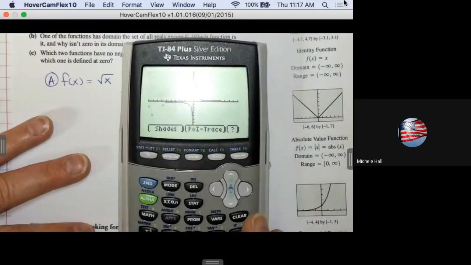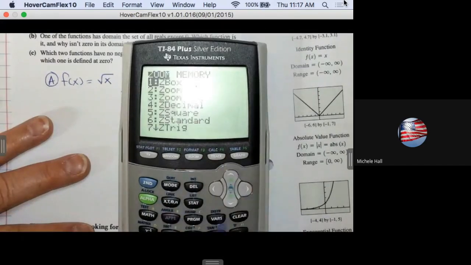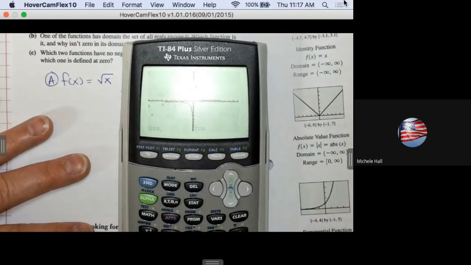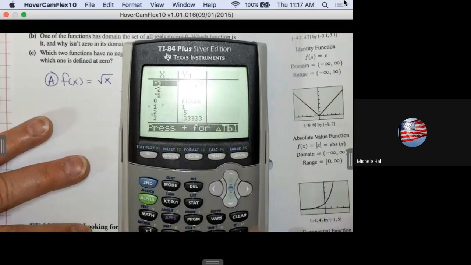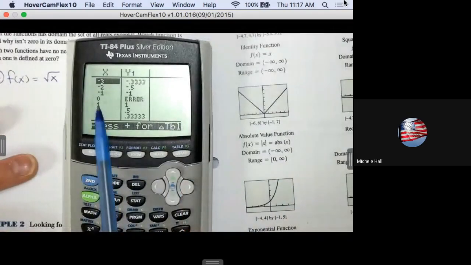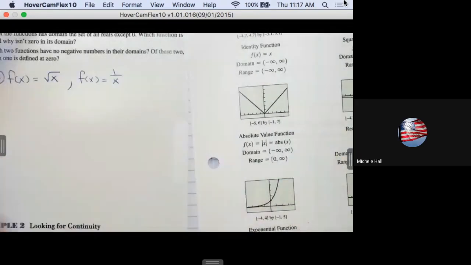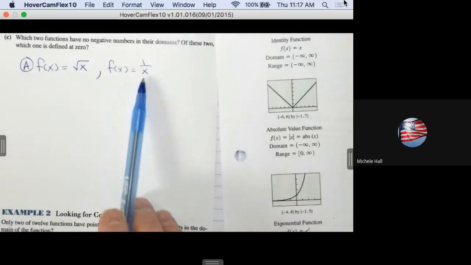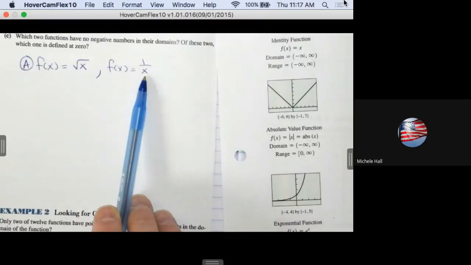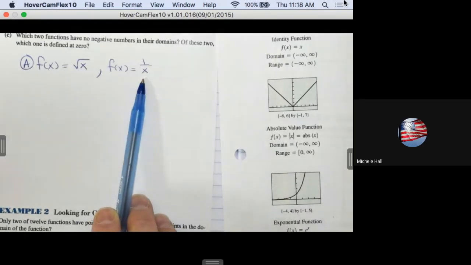And even if I zoomed in on this, zoom in is 2, and then I hit enter. Even when I zoom in on it, it's not really clear. But if I go to my table of values, what's happening at 0? It says there's an error there, right? If I plug in 0 right here, what is this going to say? 1 over 0. It's undefined. That means there's an asymptote there. Okay, so that's why that one is there.